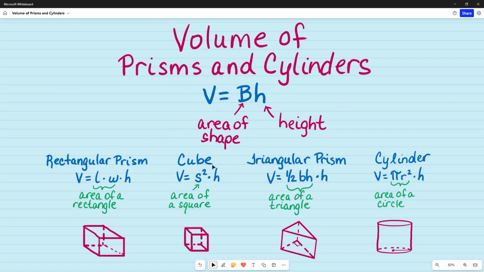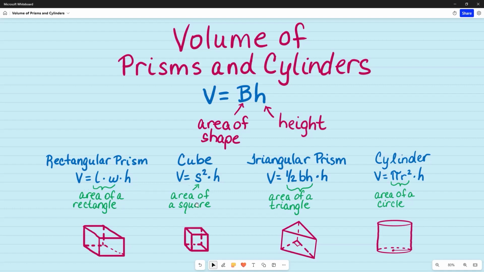So for instance, I have four shapes here that I'm showing you. The rectangular prism has a base of a rectangle. So the area of the rectangle's base is simply length times width. However, when we make it a three-dimensional figure, then we have to multiply times the height. So the rectangular prism's formula is volume equals length times width times height.